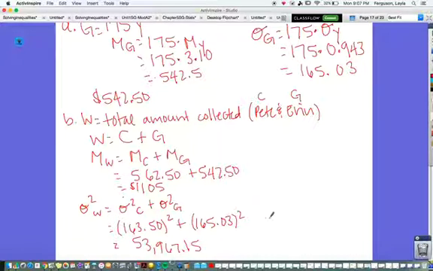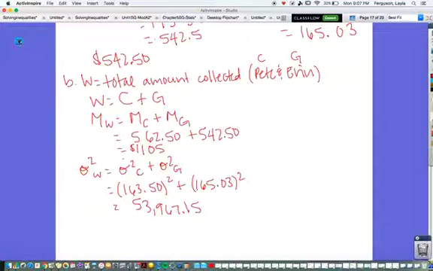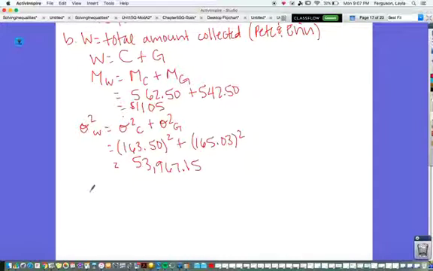That represents the variance, though. So in order for us to find the standard deviation, remember that the relationship that the variance has with the standard deviation is you take the variance and you square root it to get the standard deviation. So the standard deviation for W would be the square root of 53,967.15.